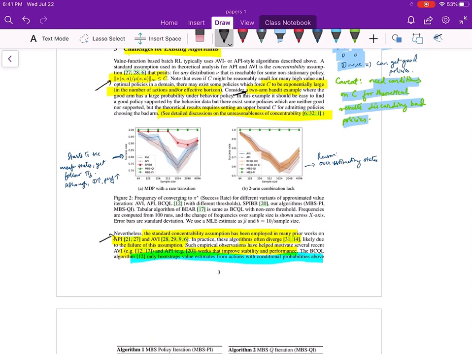Nevertheless, the standard concentrability assumption has been employed in many prior works, ABI and API. You could see error bounds on policy iteration by Munos et al. And there are other references provided here for these kinds of analysis tools.